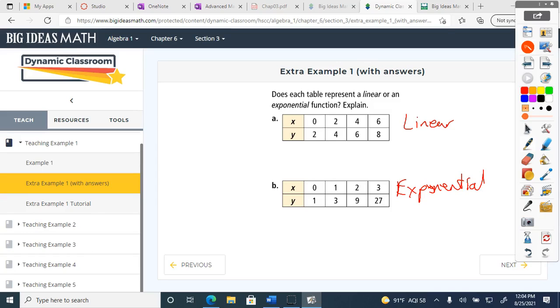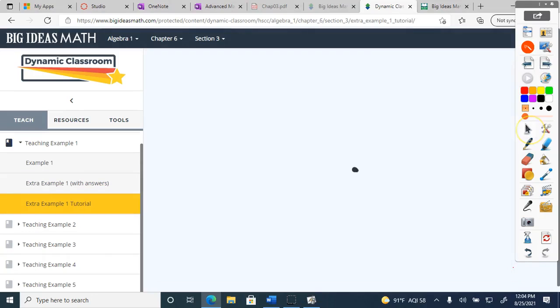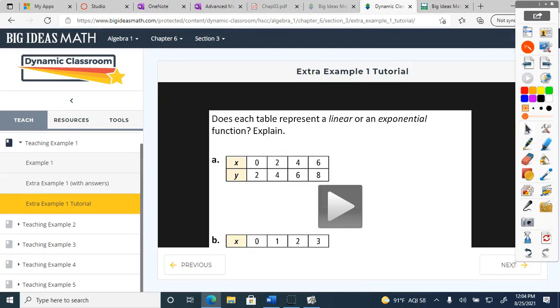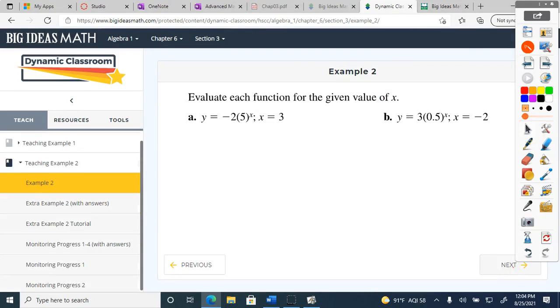Easy enough? Not too bad? Not too shabby. Better than my handwriting. Next. That's the tutorial. I don't think we need a tutorial. I think we're good.